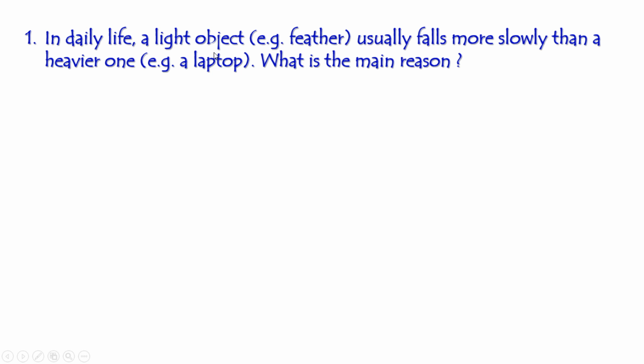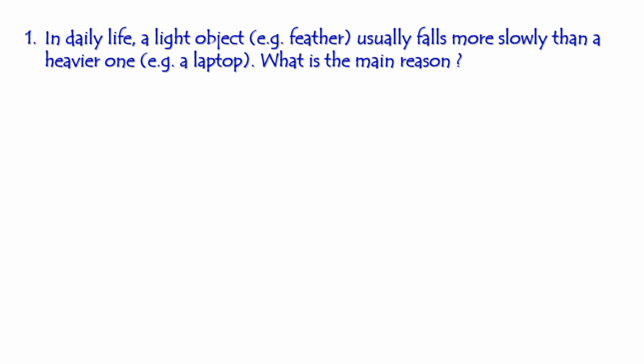Okay, the first question, you don't need to do any calculation. No numbers, no data in this question, but it asks you something, and you have to give the reason. In daily life, a light object, just like a feather, usually falls more slowly than a heavy object. For example, you can try dropping a piece of paper, a light object, to the ground and dropping your mobile phone to the ground. Which one will reach the ground first? It should be the mobile phone, but I think you won't do that. What is the main reason?